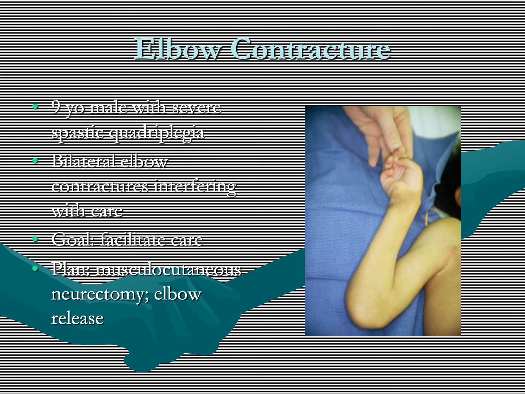This first case is a 9-year-old male with severe spastic quadriplegia. He has bilateral elbow contractures that are interfering with his care. The goal of surgical treatment for this problem was to facilitate care, and the plan was a musculocutaneous neurectomy and elbow release.